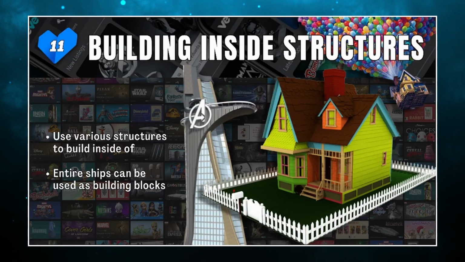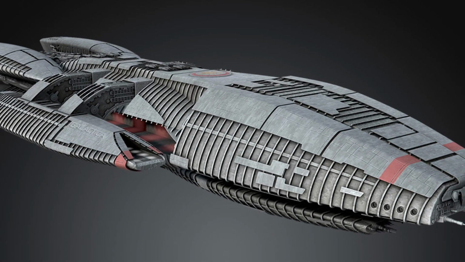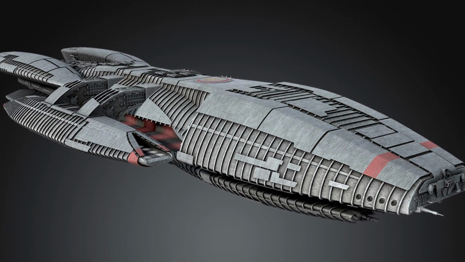So as I mentioned at the beginning of the video, this was the episode I was trying to put together, building inside of different structures in the VeVeVerse. I had a list of, I want to say, 15 or 16 different buildings, so I'm not going to list them all now, because I do eventually want to do a full episode on it. But you can use various structures to build inside of, or you can use entire ships as building blocks.